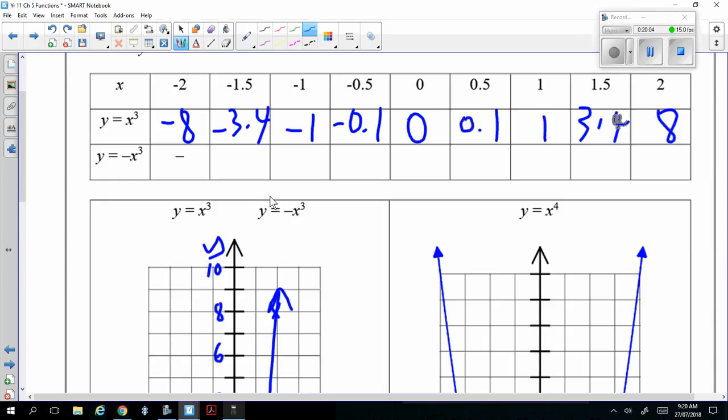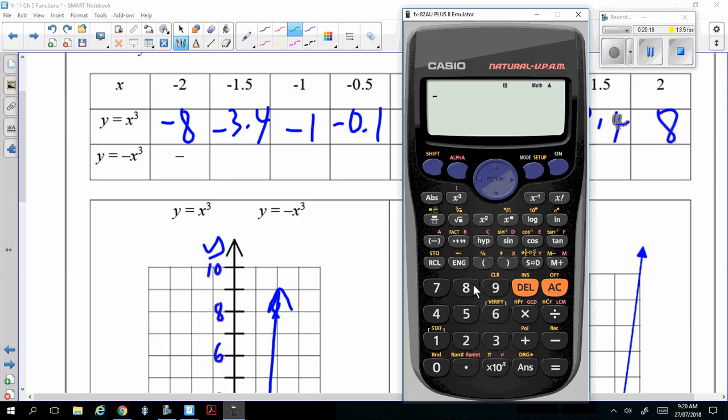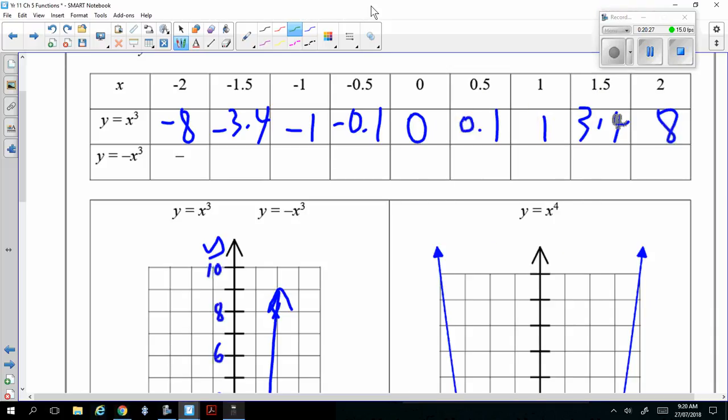Okay, let's draw the other one, which is the green. The negative, if you do it on a calculator, this is how you do it. Put a negative, put a bracket, -2, close bracket, cube, you will get positive 8. And then 3.4, 1.1, so you get the opposite. Okay, and you plot the points, you get the other cubic graph.